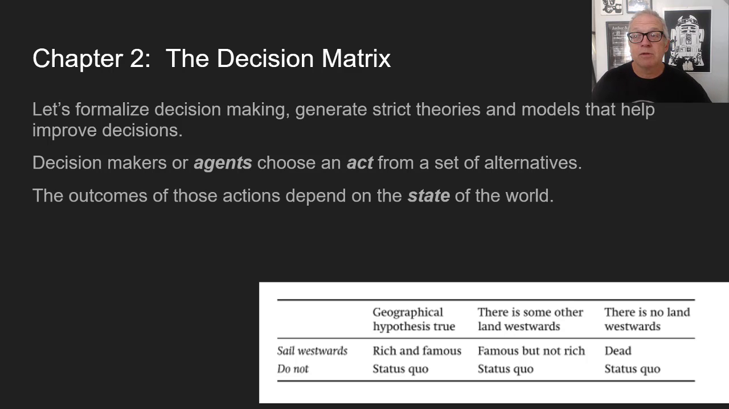And then the outcomes depend in part on the state of the world. What's the world going to do? So your action is your input, that's on the left column, and the states of the world are across the top row, and then the outcomes are the results of your action in the world, where the row and the column intersect. So for Columbus to sail westward, if he's right with his geographical hypothesis, for instance, about India being on the other side, then he'll become rich and famous.